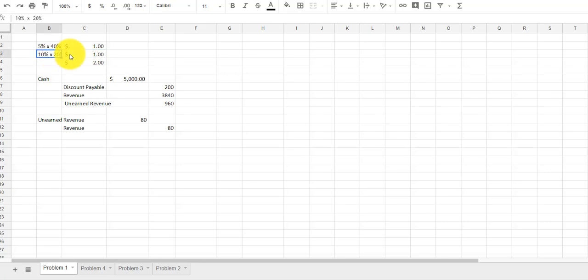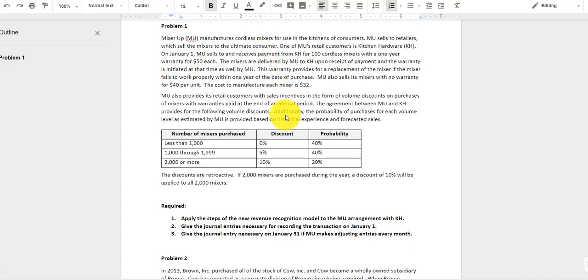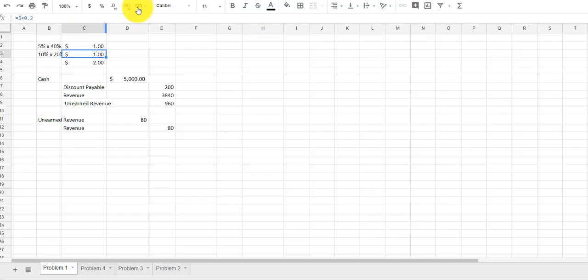And then there's a 20% chance they'll take a 10% discount, which of course is $5 on the $50 mixers, times 20%. So each of those is $1. The third possibility is 0. So you multiply 0 times 40%, and of course you get 0. And you add up the probabilities, you get $2. That's your discount amount. So the actual price is $48 for this contract. That's the third step. We'll use that here in a minute.